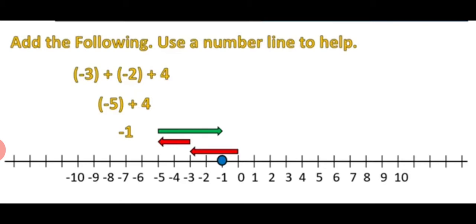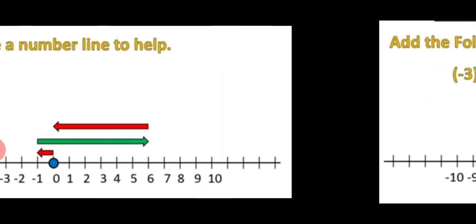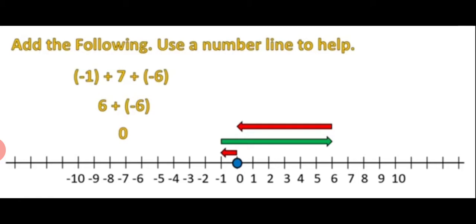Coming to another example. -1 plus 7 plus -6. So the first number is negative. So starting from 0, we move towards the left up to 1 unit. That means -1. Now +7. +7 means starting from -1, we shall move towards the right side up to 7 units and got +6.